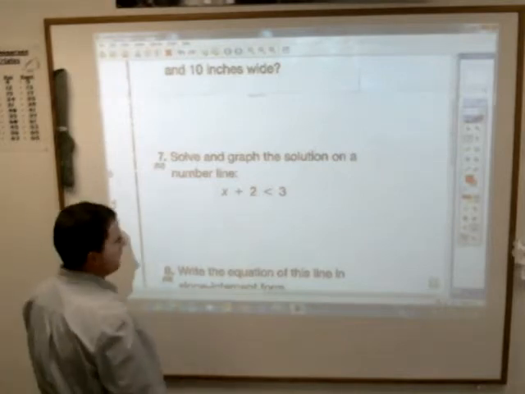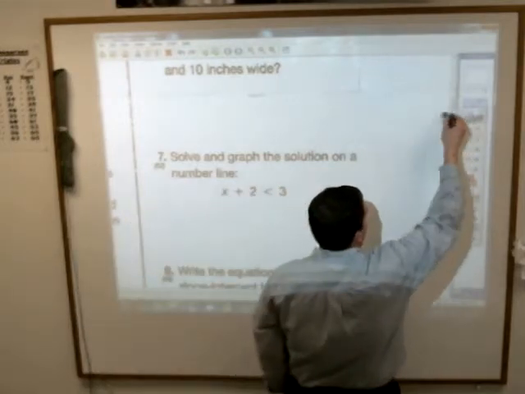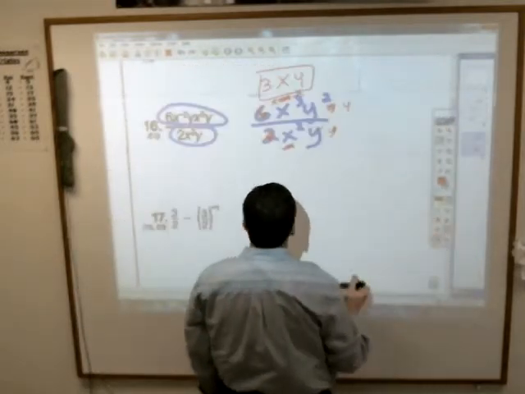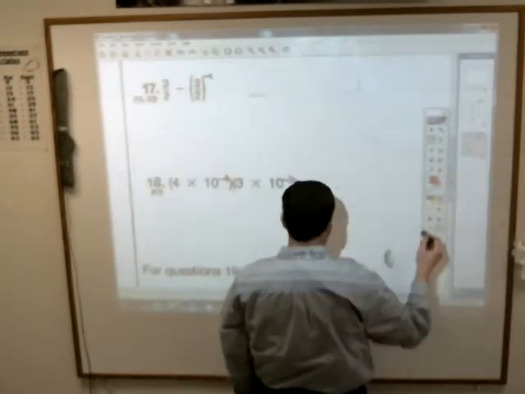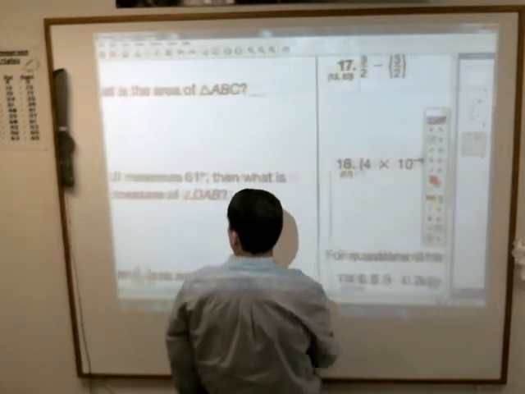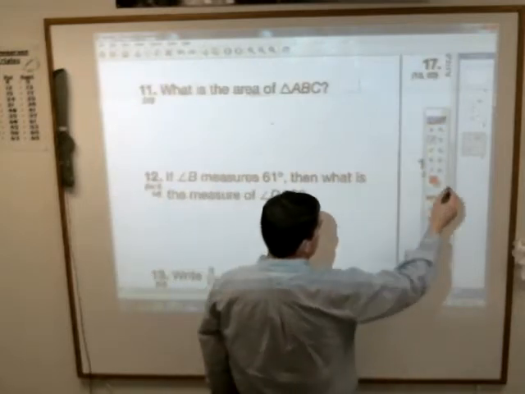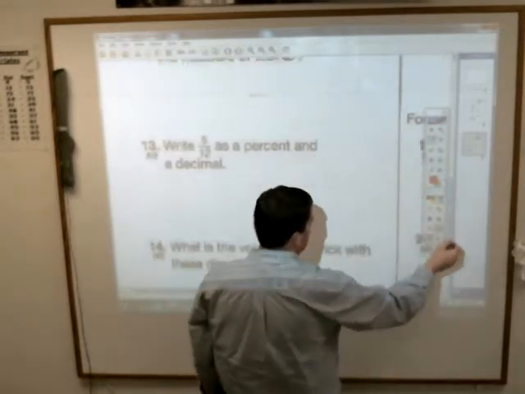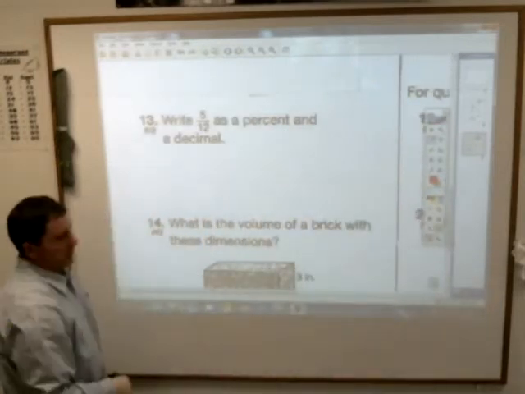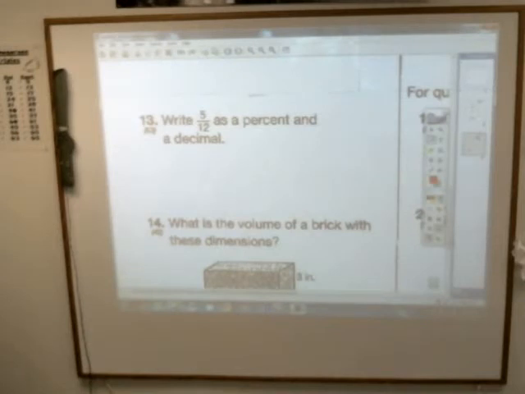Jackson? How do you do number 13? 13. Yes, it's over here somewhere. 13. 5/12. Ladies and gentlemen, 5/12 doesn't appear anywhere on any of the sheets that I've given you.